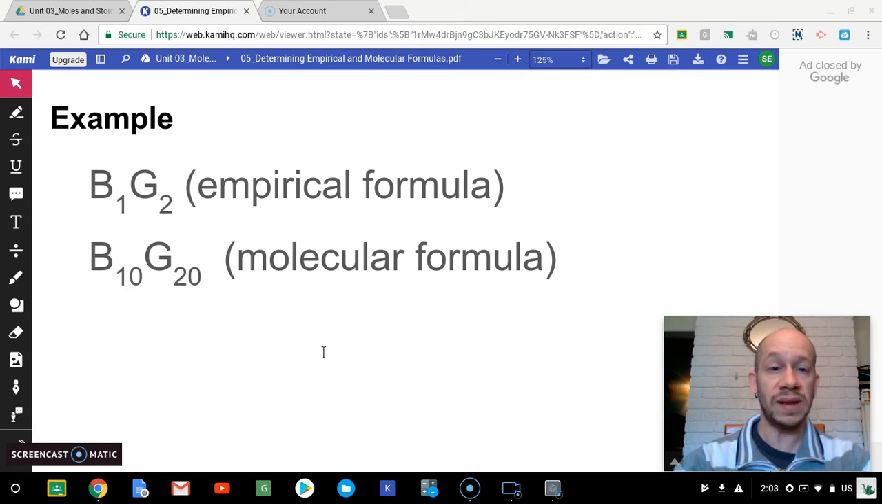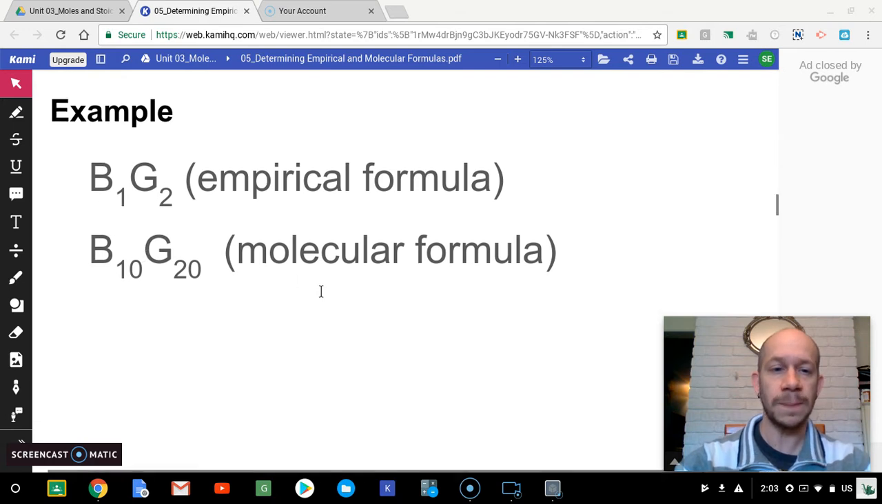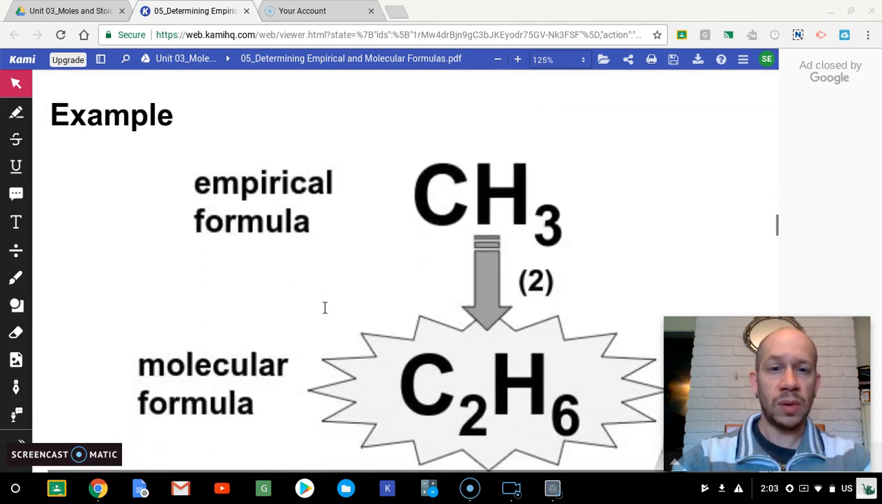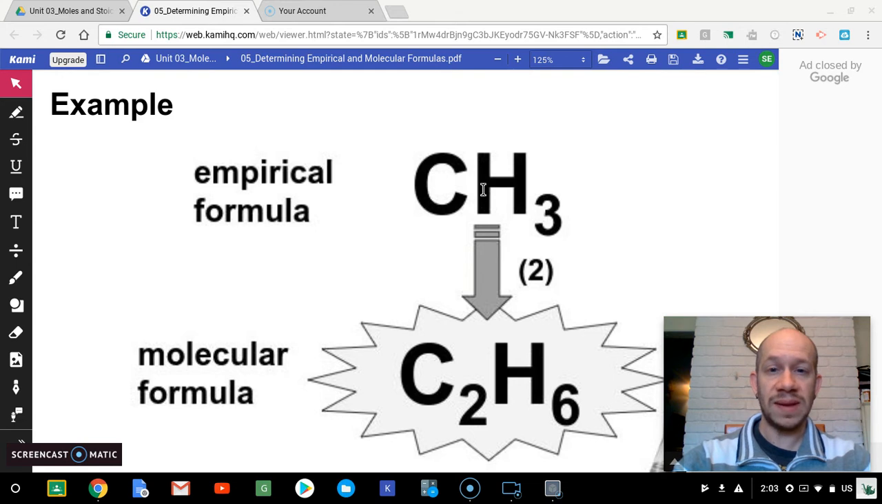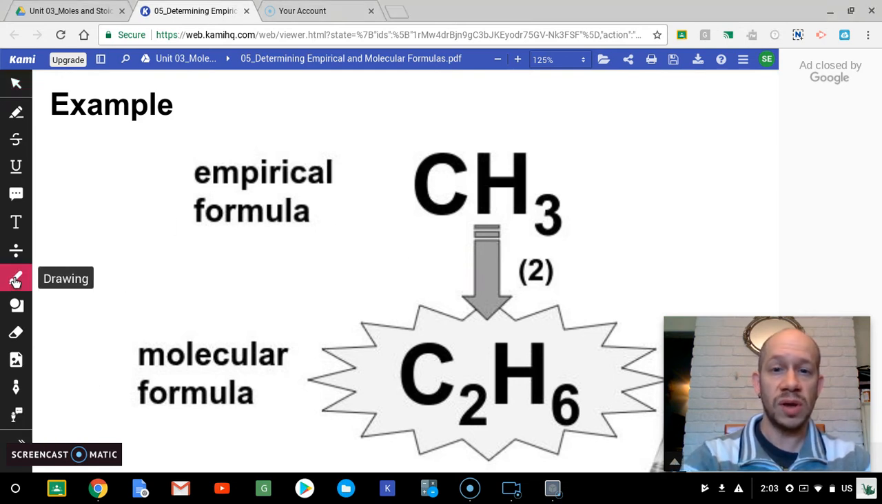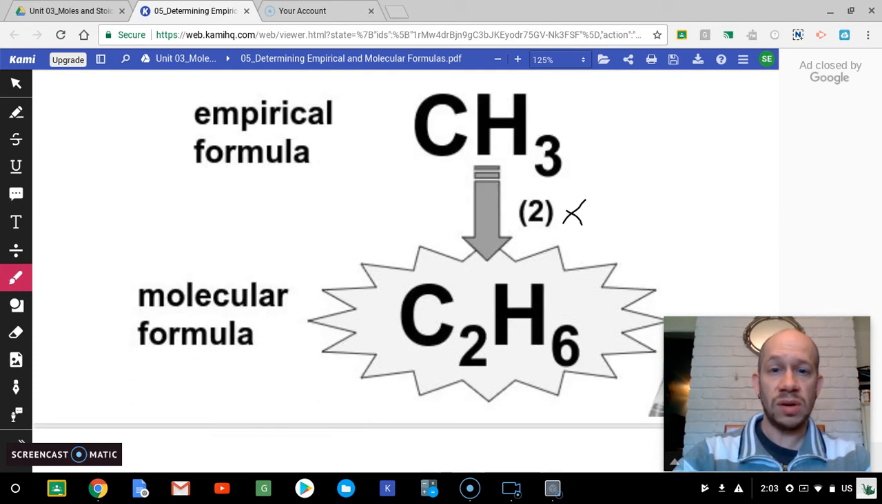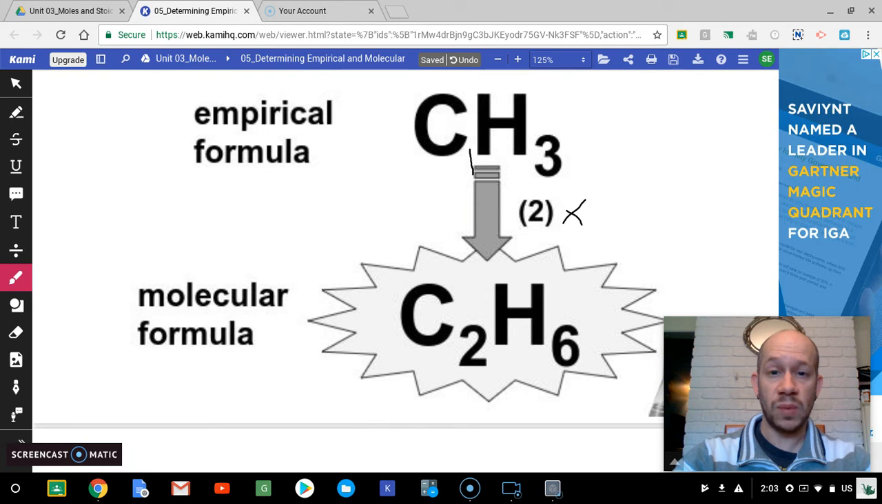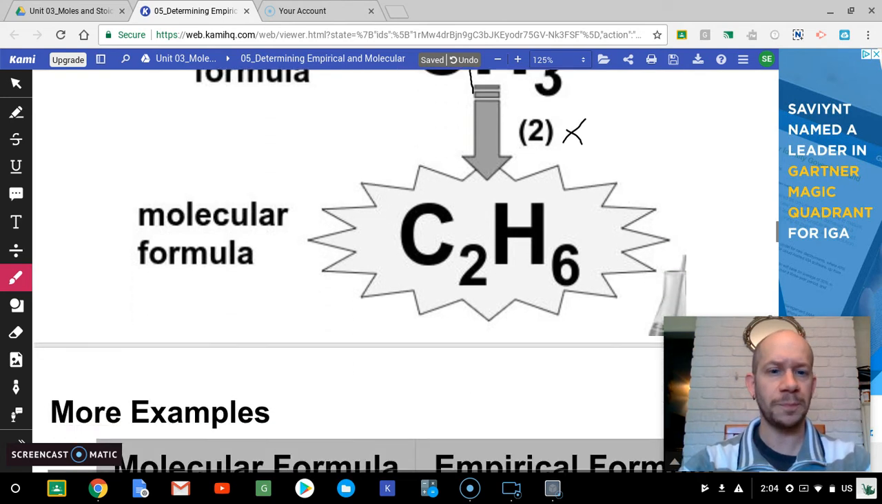So for example, B1G2 is my empirical formula. A molecular formula could be B10G20. This is a whole number multiple of this. If I multiply 1 times 10, I'll get 10. If I multiply 2 times 10, I'll get 20. One more example, if I have the empirical formula CH3, a whole number multiple is 2. If I multiply by 2, I will get C2, since 2 times 1 is 2, and 3 times 2 is 6. Therefore, this could be my molecular formula.